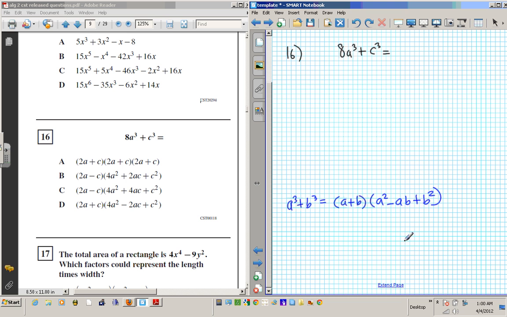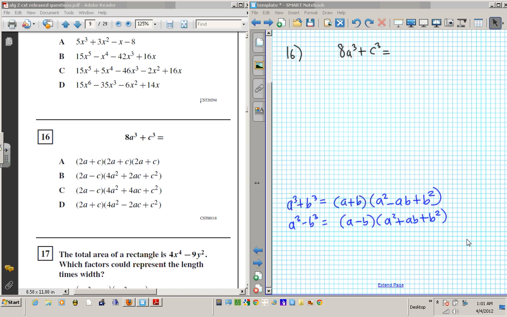Okay? That is the sum of cubes formula. And then if you have a cubed minus b cubed, that's going to basically become a minus b times a squared plus ab plus b squared. Okay, so there go your formulas.